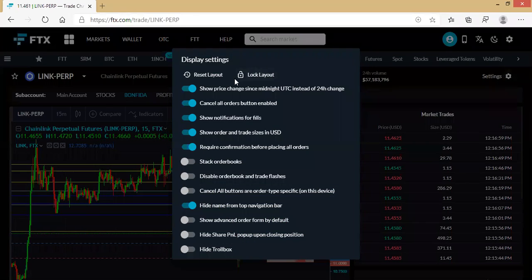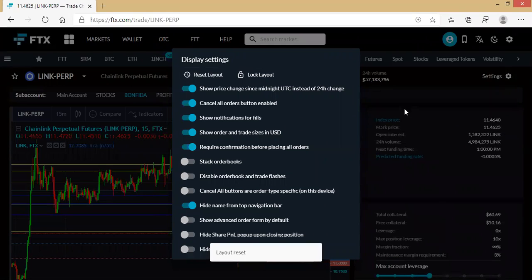Go back to this setting, then reset layout. It will go back to how it was before. So you have the option of resetting the layout to suit whichever way you want it to be. Then you can still check out some things. You don't want order book flashes and all that. Hide share PNL pop up upon closing, and all that. So you can just adjust them here.